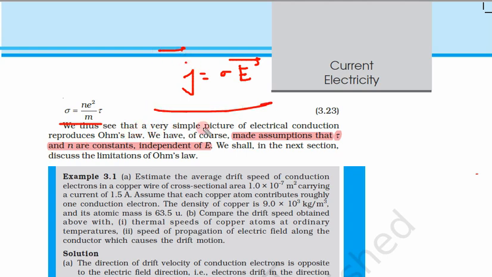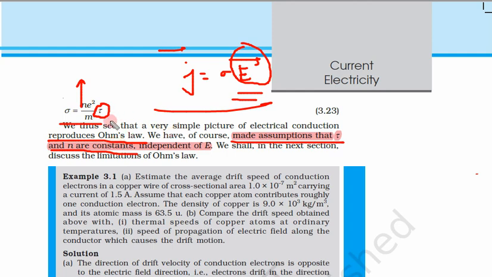We thus see that a very simple picture of electrical conduction reproduces Ohm's law. Of course, we have made the assumption that tau and n are constant. The number of electrons per unit volume is a constant for any material. Once you have taken the material, let us say copper, this number is constant. Now tau can differ. Tau is sometimes dependent on E. We will see later how tau is dependent on E.